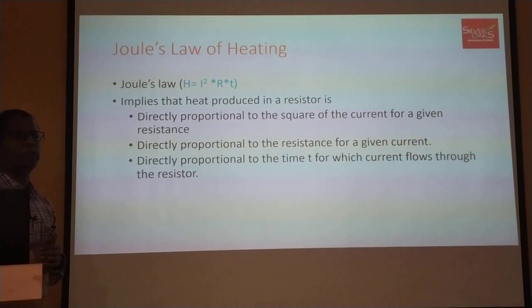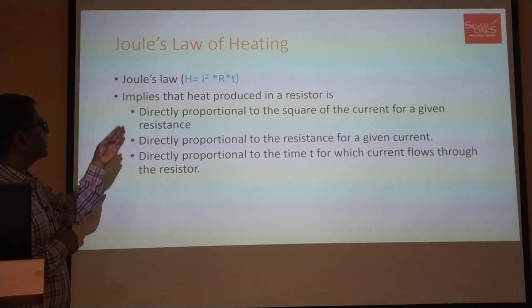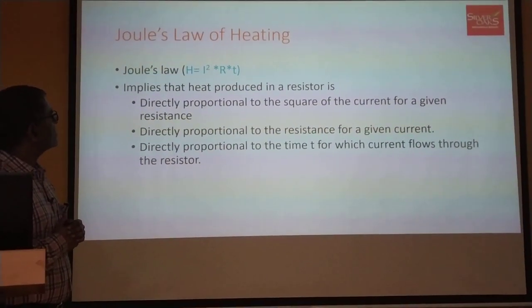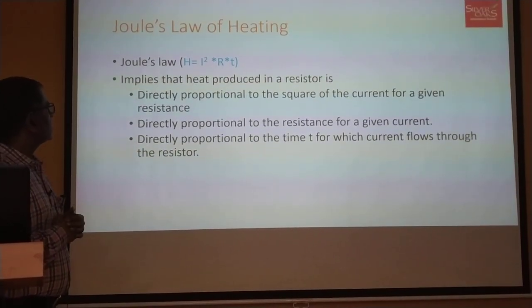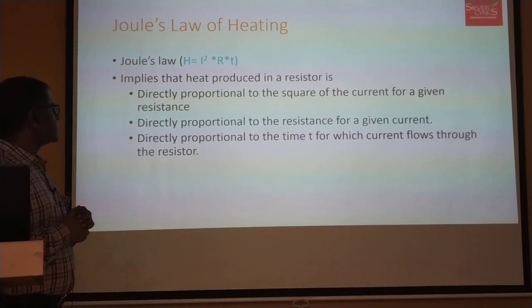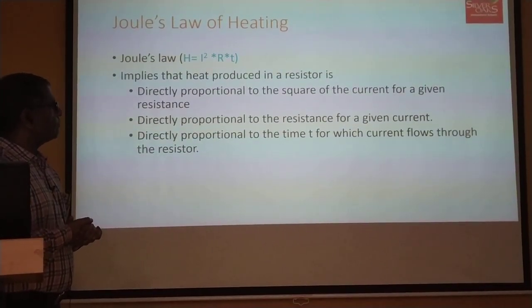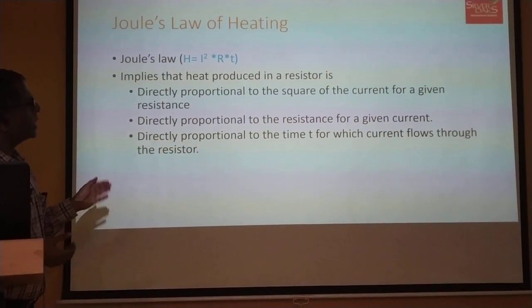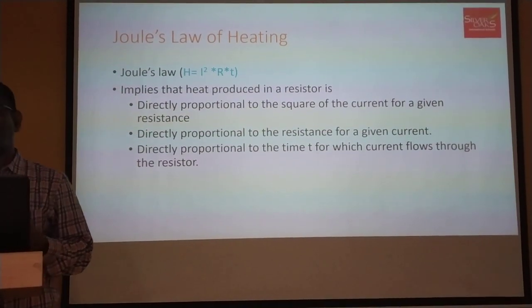So it is proportional to the square of the current, and it is directly proportional to the resistance for a given circuit, because it is I squared R. And also the heat dissipated is directly proportional to the time T, where T is in seconds, for which the current flows through the resistor. So this is what we call Joule's law of heating.